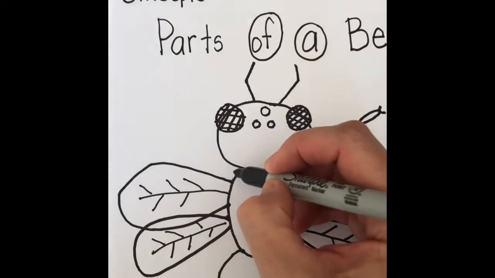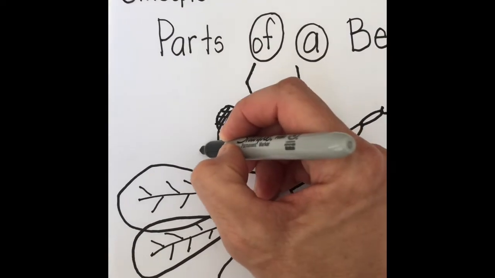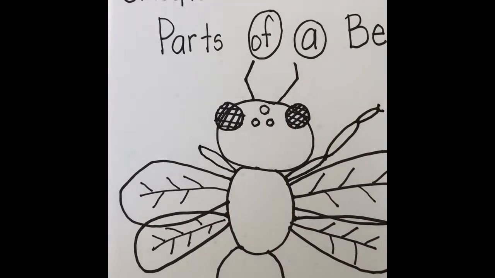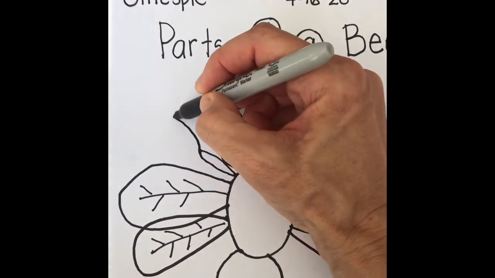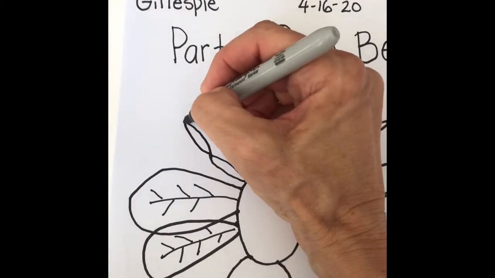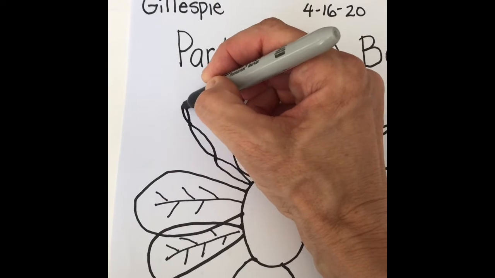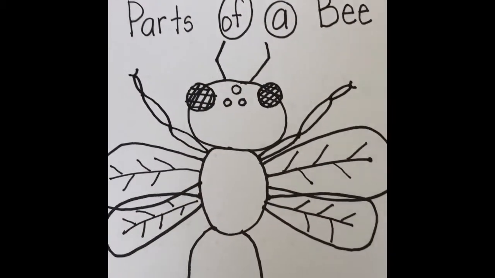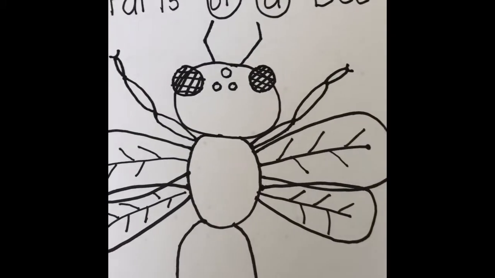Doing the same over on the left side. Curve out, connect, curve up, connect, and one more little curve up, and then a little curved line. Now we have 2 legs.